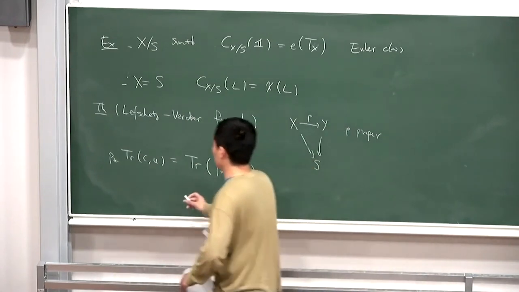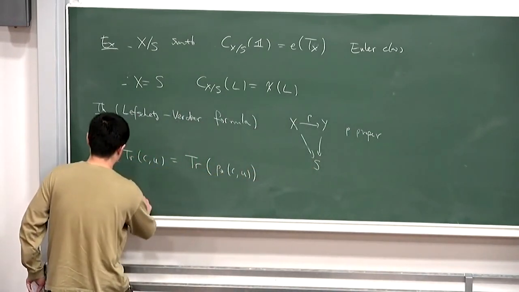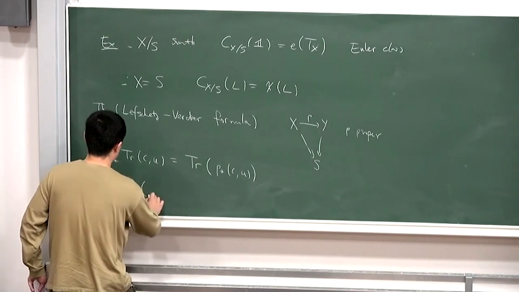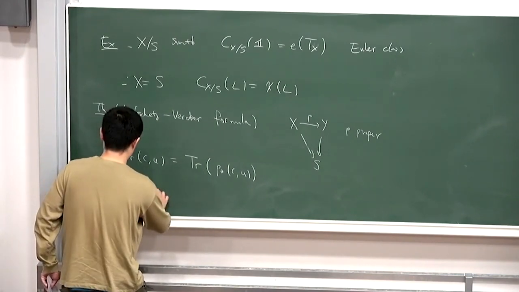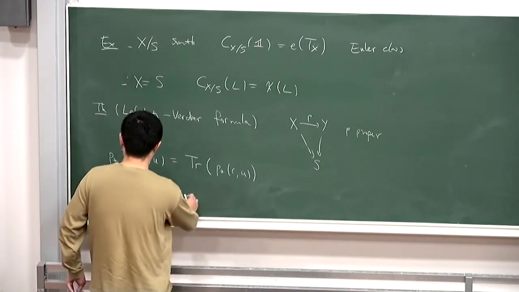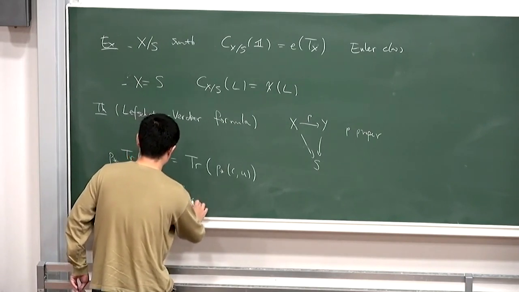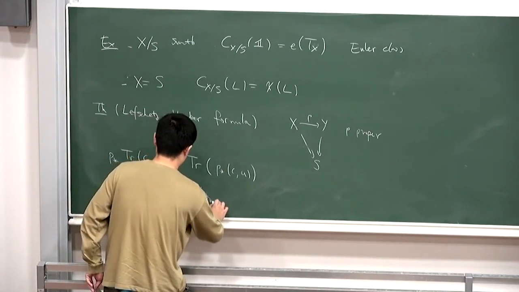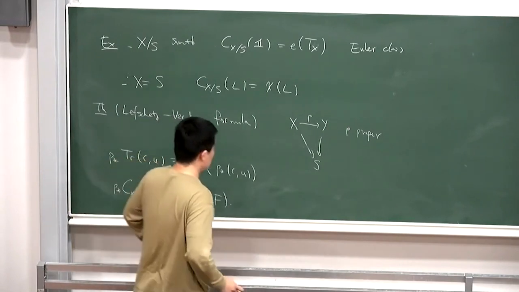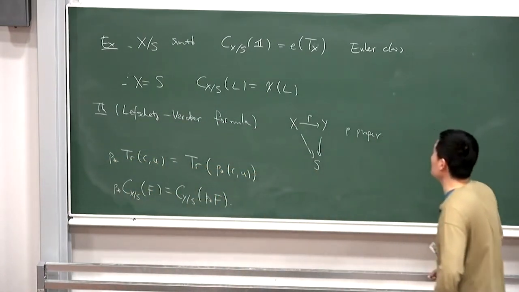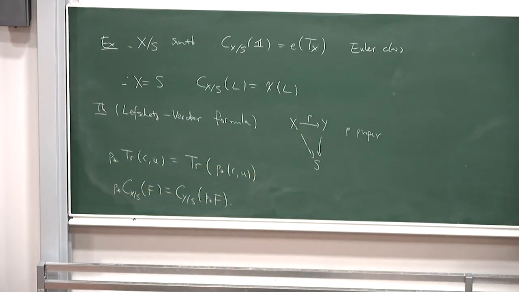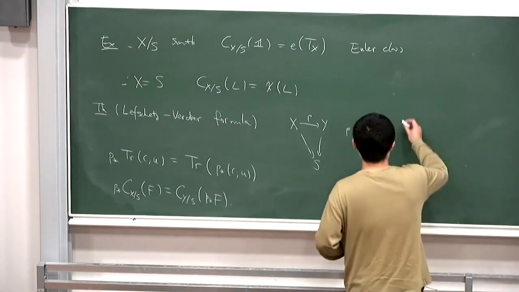So in particular, you get C_{X/S}(F) is equal to C_{Y/S}(P lower star F), because this local acyclicity is also preserved by proper pushforwards.